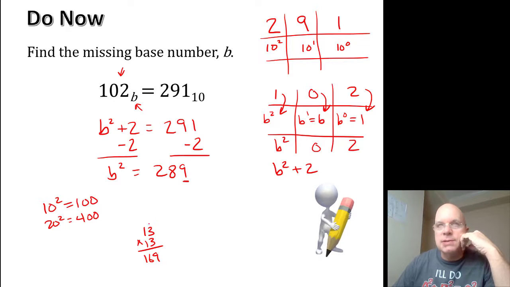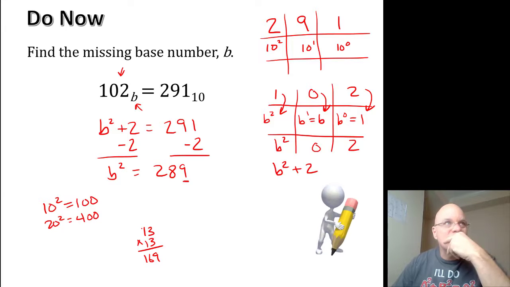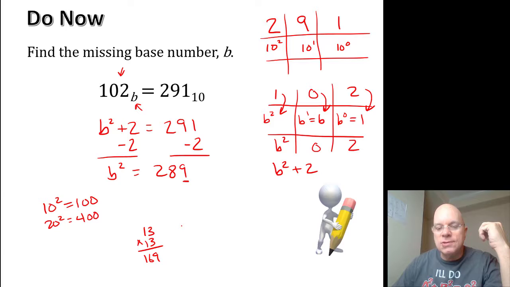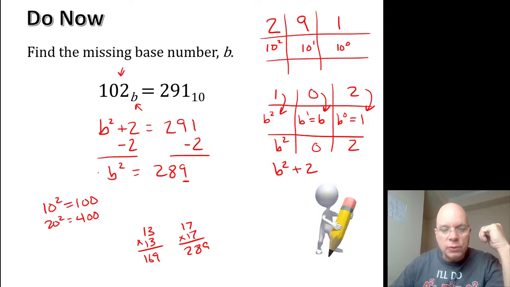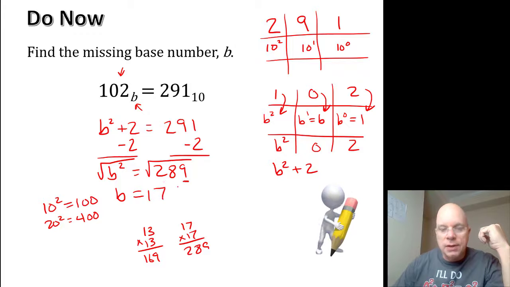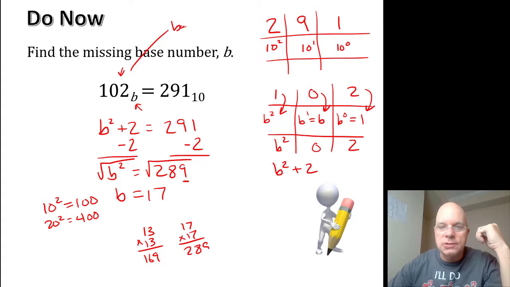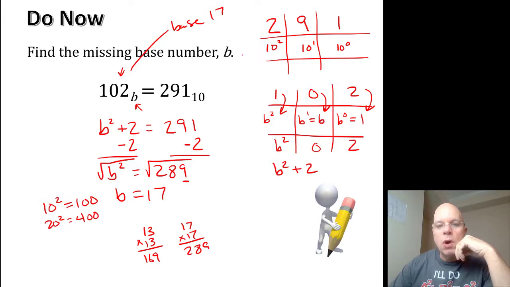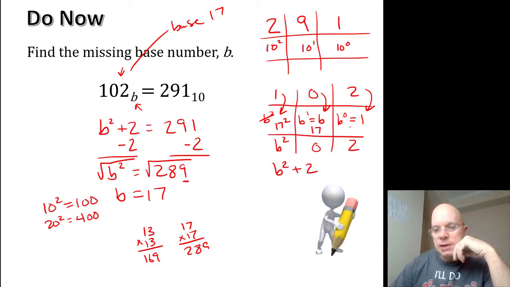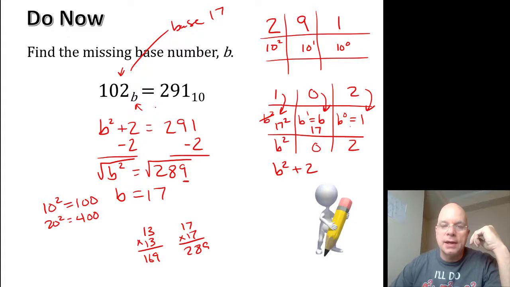4 squared is 16, that ends in a 6. 5 squared is 25, that ends in a 5. 6 squared is 36, would give you a units digit of 6. 7 squared is 49. 17 times 17 is 289. So when you take the square root of B squared, you get B. When you take the square root of 289, you get 17. So this is base 17. Let me replace this with 17 squared, and replace this with 17. It's 1 17 squared, which is 289, and 2 ones, 289 and 2 is 291 in base 10. So that's base 17.